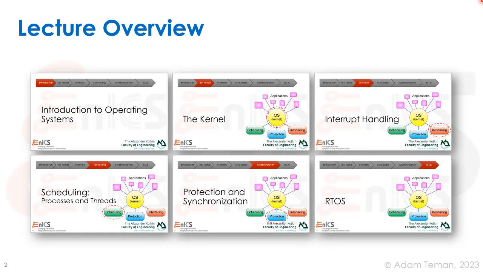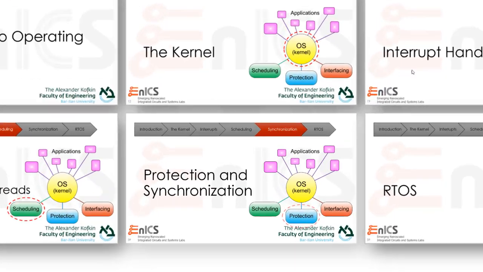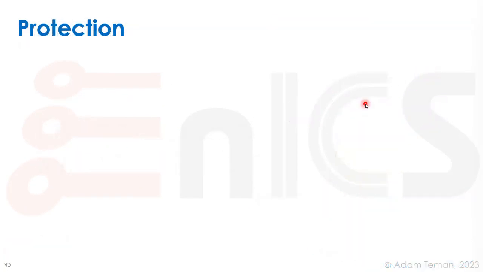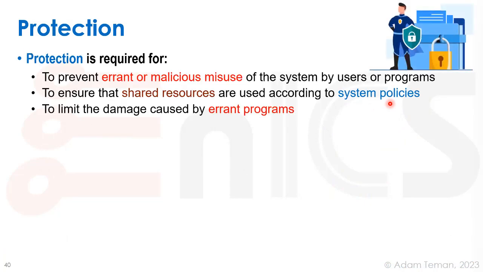Moving on now to our last big subject in operating systems, we'll talk about protection and synchronization. So what is protection in an operating system context? Protection is required for preventing errant or malicious misuse of the system by users or programs, ensuring that shared resources are used according to system policies, and to limit the damage caused by errant programs.